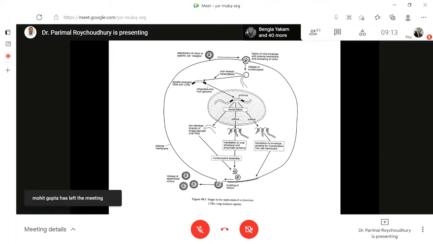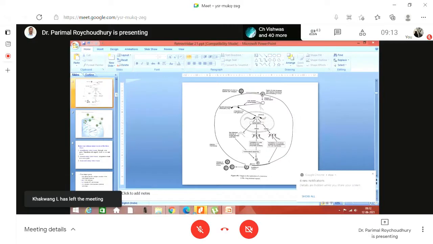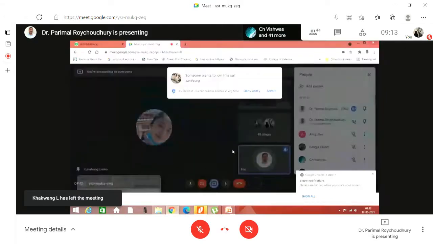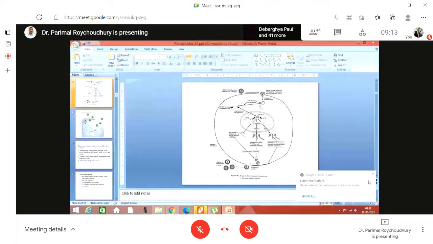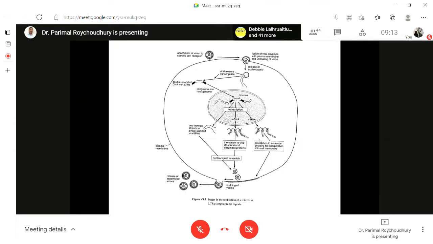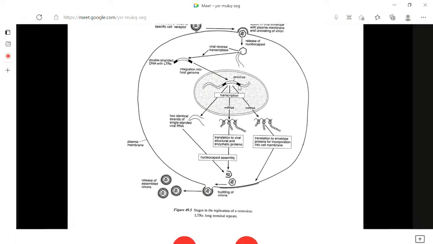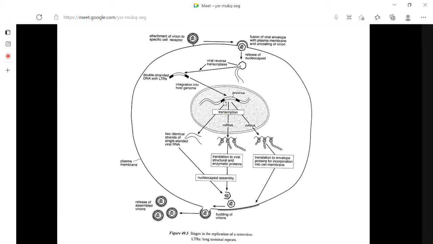Both at the 5' and the 3' end, you will see certain terminal repeats, repeated sequences, which are very essential for establishment and attachment to the host cell chromosome, as well as for gene expression. So once this double-stranded DNA with the long terminal repeats forms, then gradually under the influence of the RT enzyme, it acts as an integrase.